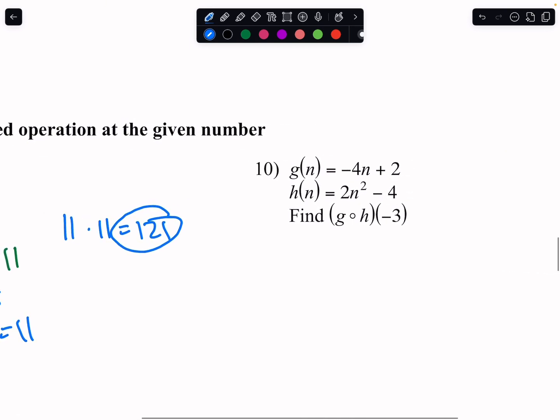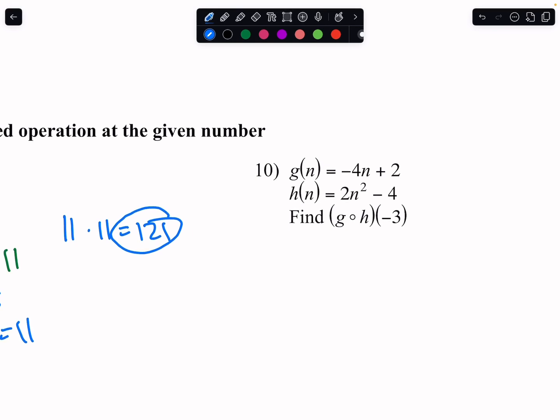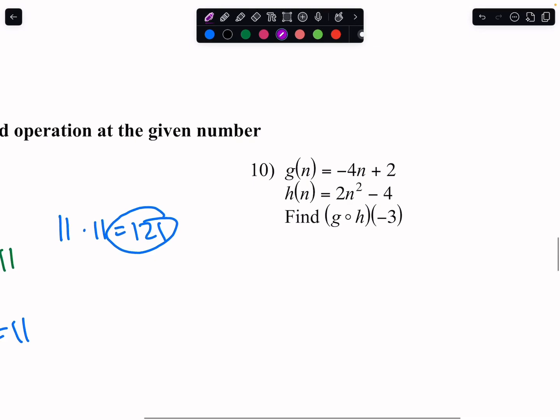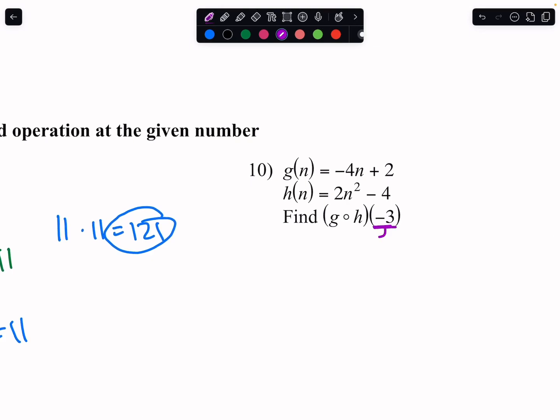Now remember earlier, I said sometimes if we're given a number, we're not going to plug this -3 into both, because this isn't multiplying. This is taking an answer from one and plugging it in. So what's going to happen first, I'm going to take this -3 and plug it into H. That's going to give me a random number. Once I get that random number, I'm going to then take the answer from that and plug it into G. Okay? So let's take care of that first.